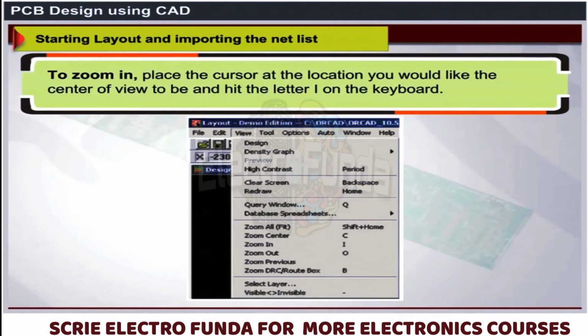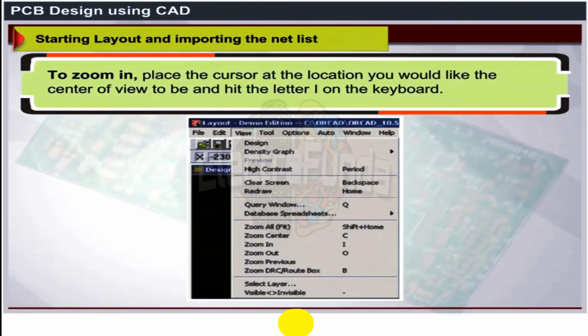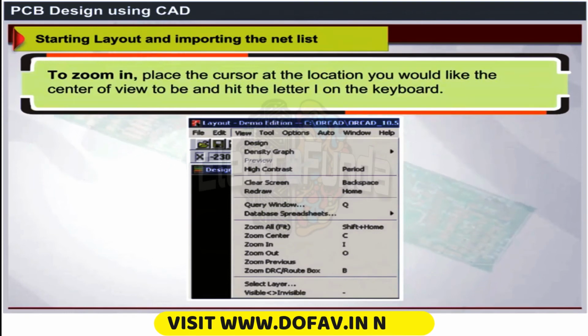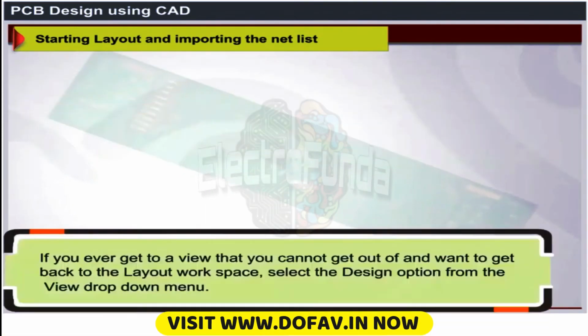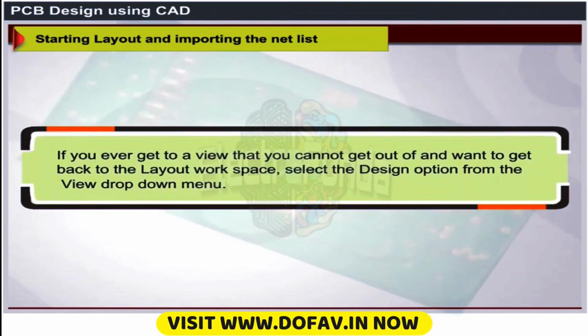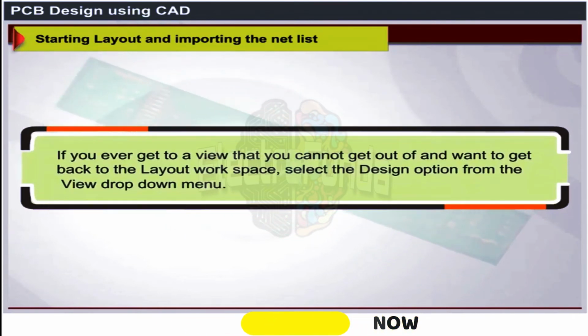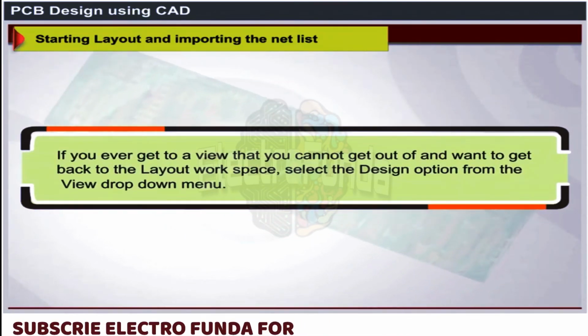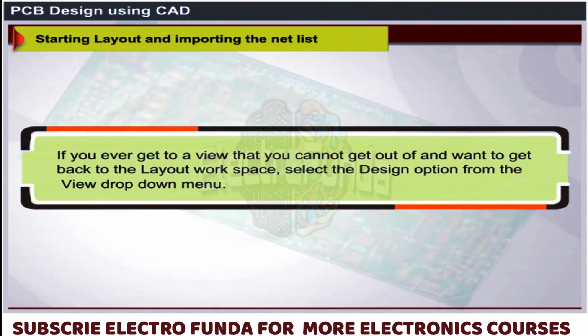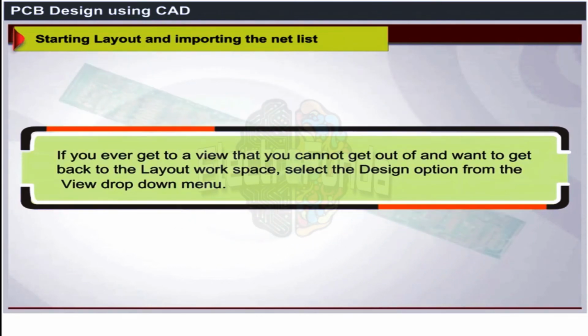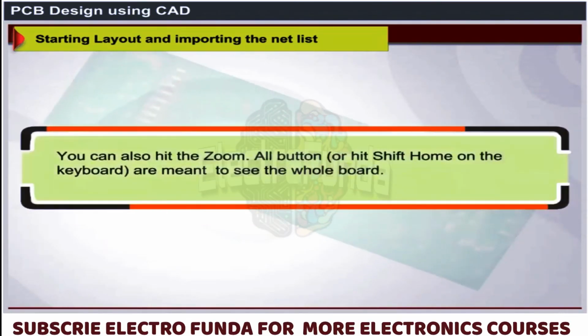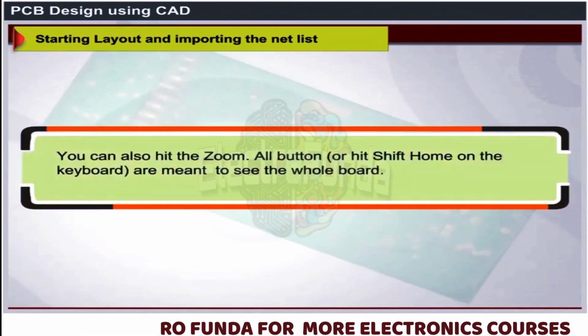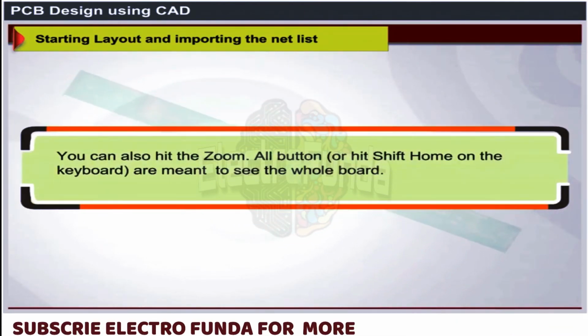This shows some of the other viewing features you can use from the View drop-down menu. If you ever get to a view that you cannot get out of and want to get back to the layout workspace, select the design option from the View drop-down menu. You can also hit the Zoom All button or hit Shift Home on the keyboard to see the whole board.